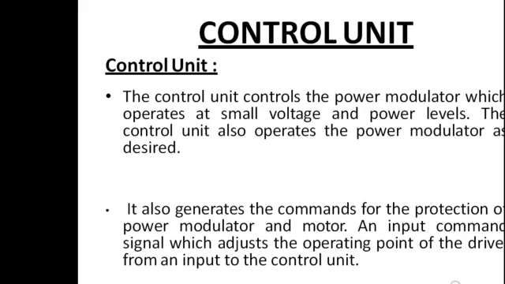Now the control unit, which controls the speed. The control unit operates at small voltage and power levels and operates the power modulator as desired. It also generates commands for the protection of the power modulator and the motor, along with the input command I have shown in the block diagram, which is the signal given by us. So we adjust the operating point of the drive and give the input to the control unit, so that depending upon the control unit output, the power modulator regulates the power to the motor.